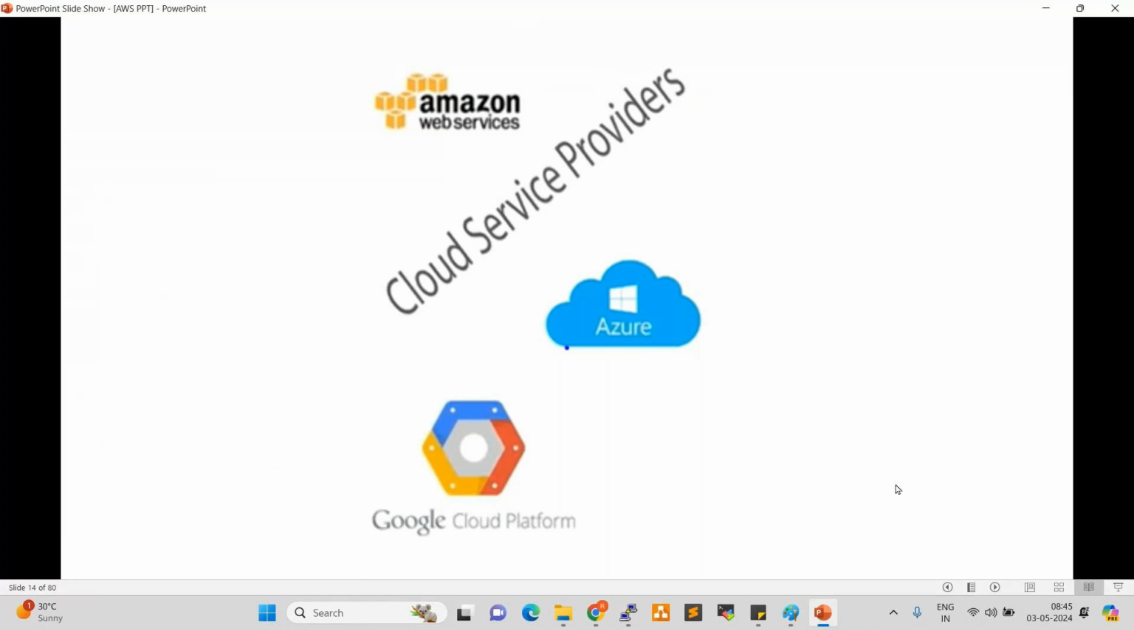Our course is multi-cloud with DevOps, right? These clouds will be covered in our course. There are 26 more clouds in the market, but those are all small players. These three are the topmost clouds.